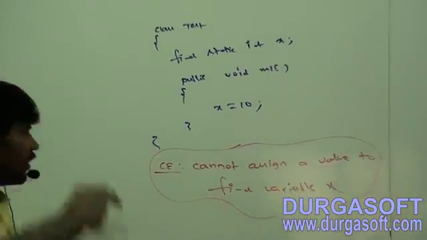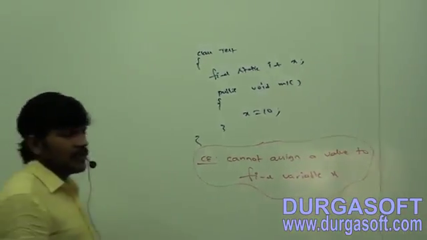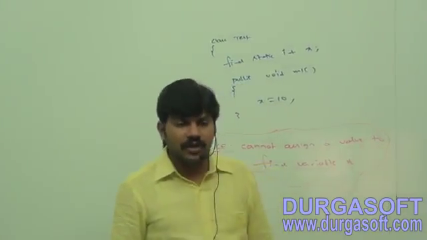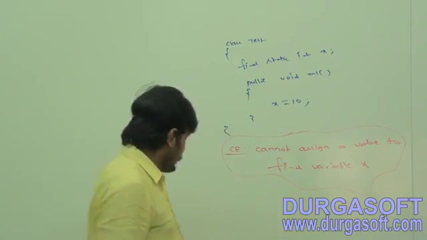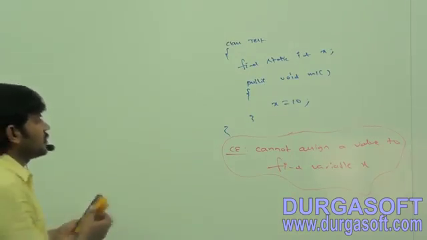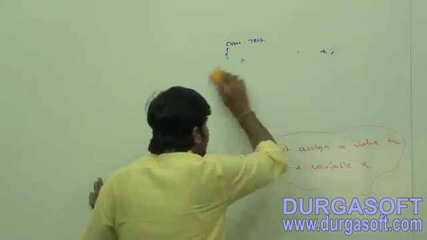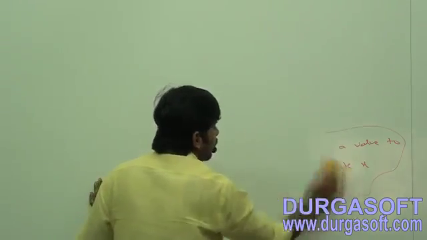Okay. Next, third one: final local variables. Observe carefully about this one. If a variable is a local variable, which are the local variables?